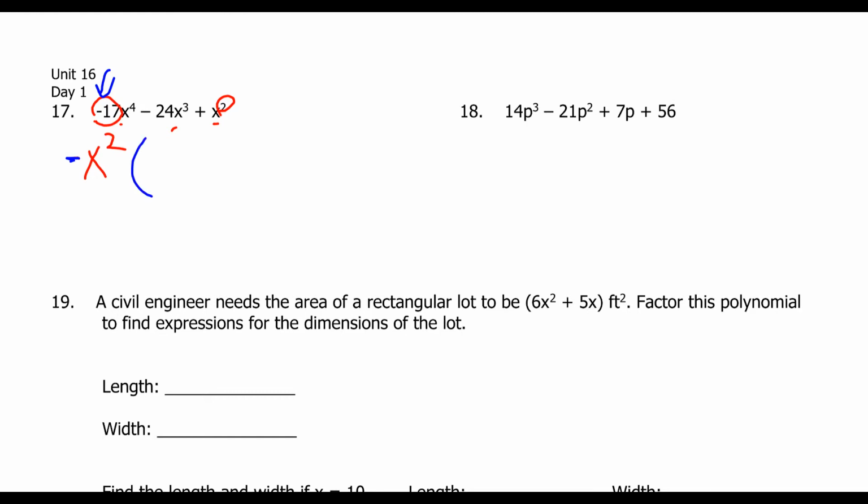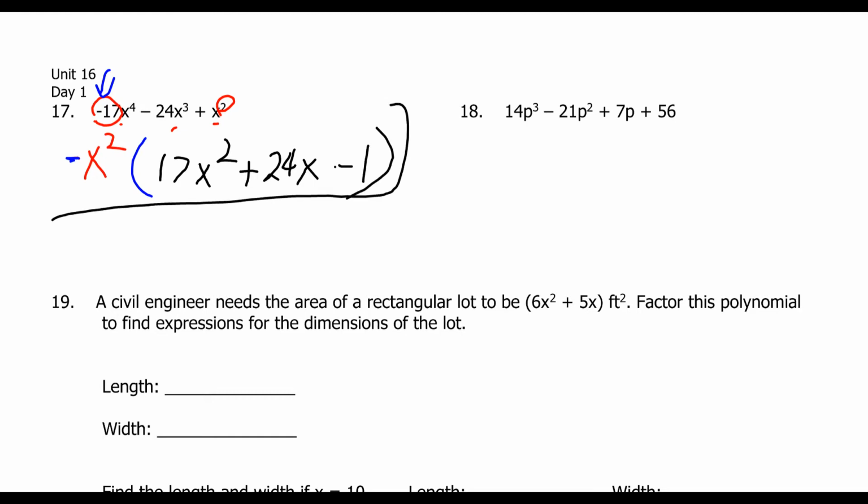All right, now that's going to leave us with 17x squared plus 24x minus 1. And there we have it. Finished.